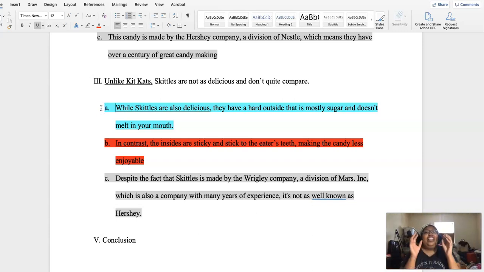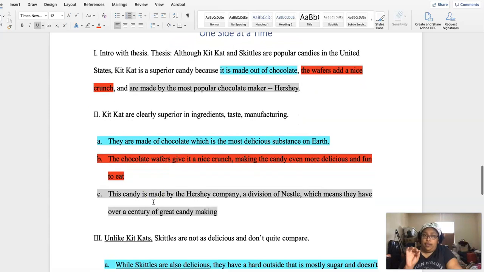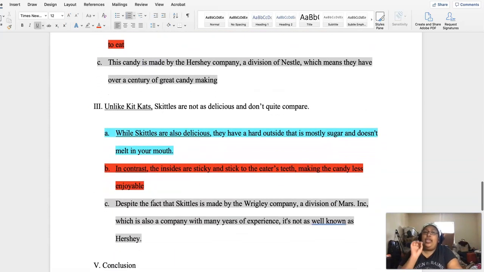Okay. So you see how these colors are in the same order as the colors in the thesis and in the same order as the colors in the previous paragraph. That means I'm going to talk about the exact same things in the same order, but about Skittles, right? And in this paragraph, I'm going to have lots of transitional phrases. While Skittles are also delicious, they have a hard outside that's mostly sugar and doesn't melt in your mouth, right? So I'm contrasting here from Kit Kats, and I'm going to write about that.